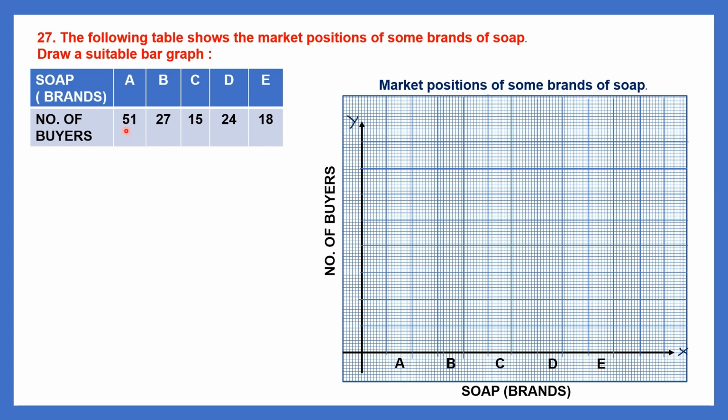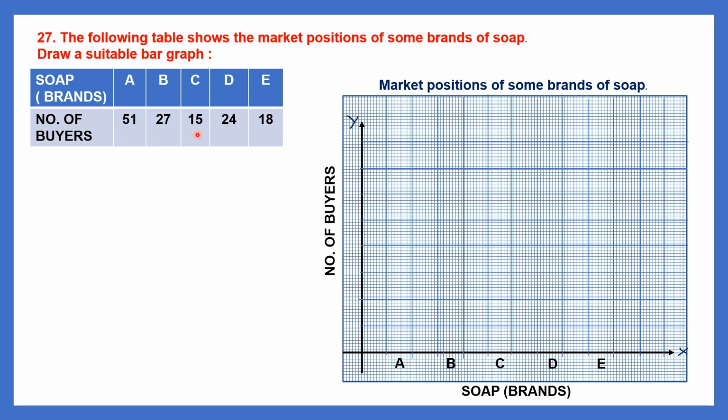And buyers numbers, have a look at that. We have 51, 27, 15, 24 and 18. The smallest is 15 and the highest is 51. So we have to now decide our scale. Scale means on the y-axis, 1 centimeter, how much are we going to take that as? 1 centimeter will have 10 millimeters here, isn't it? So 1 centimeter, we can take it as 10 buyers.